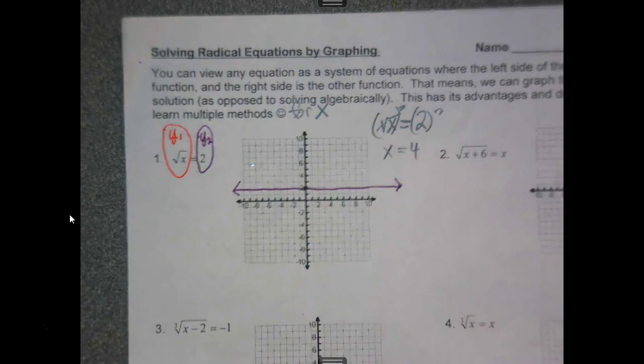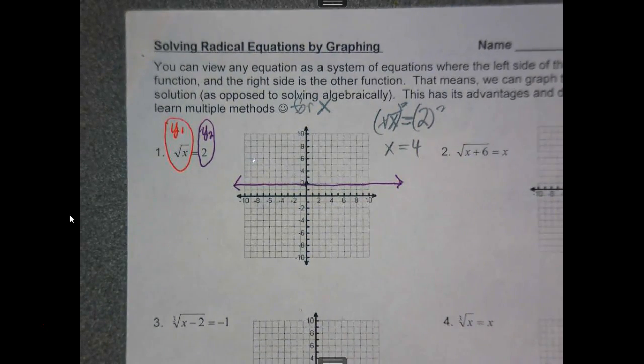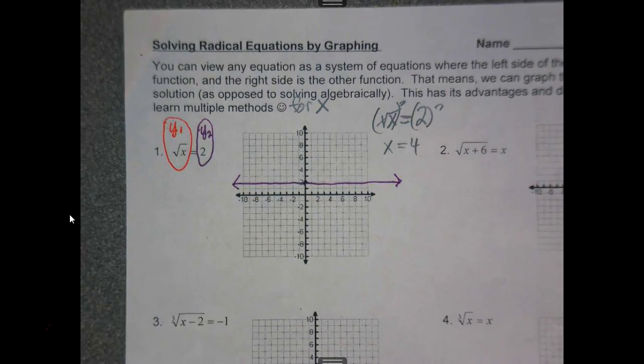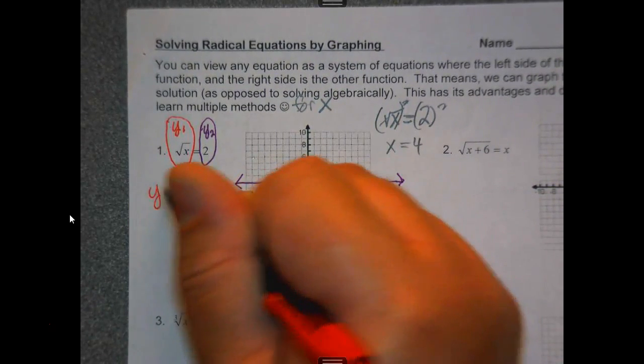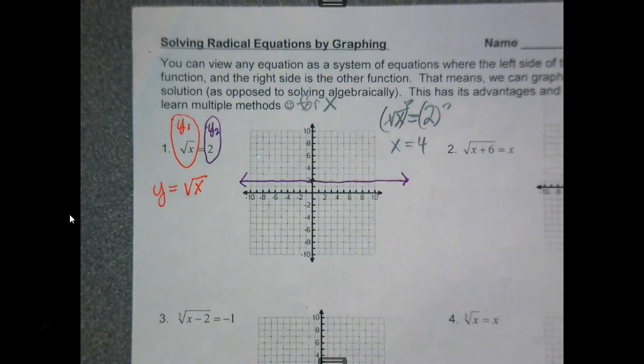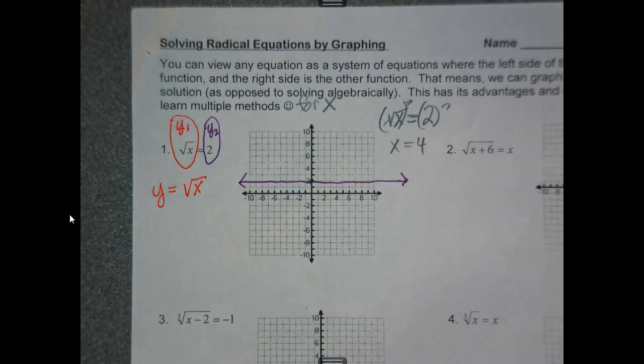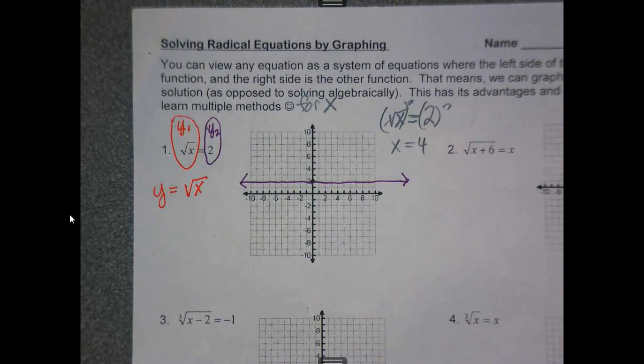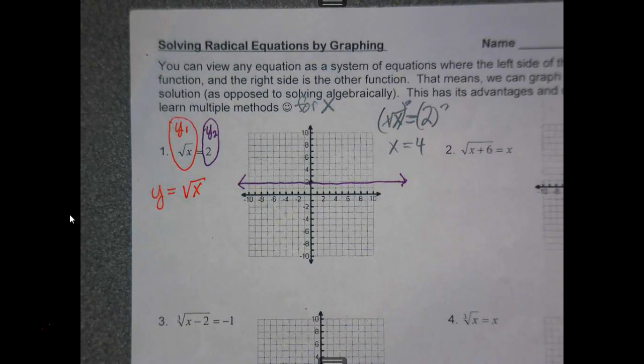Well, we got to graph the other line. We have to graph the square root of x. We all know how to do that. Hopefully we know how to do that in our heads now. That's the parent function of the square root, correct? You remember what the 3 good points are for the parent function of the square root of x?